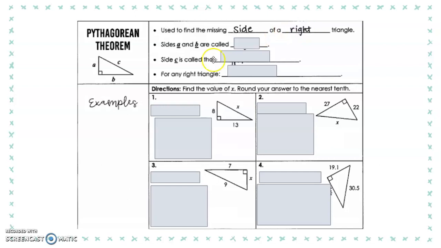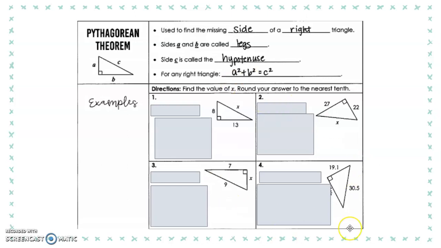In the picture on the left, sides A and B are called my legs. Those are the sides that are sandwiching my right angle. And side C, the side across from that right angle, is my hypotenuse. The Pythagorean theorem formula is a squared plus b squared equals c squared.